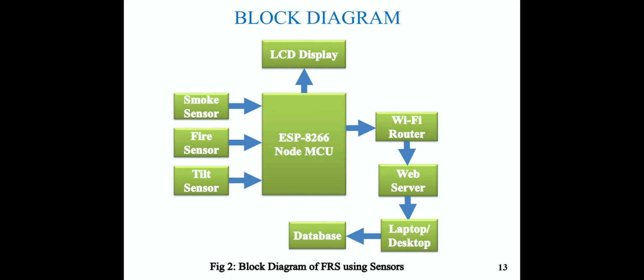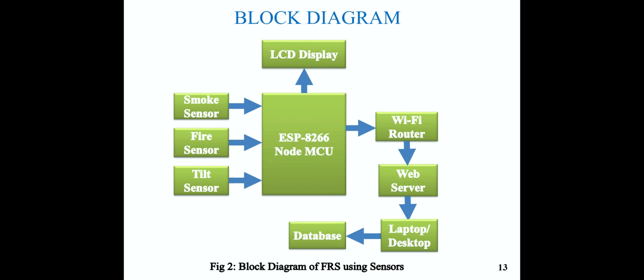This is our block diagram for work done in phase 1. It consists of three sensors, that is tilt sensor, fire sensor and smoke sensor. Tilt sensor is used to detect the tilting of the tree. Fire sensor is used to detect if there is any fire in the forest. Smoke sensor is used to detect the smoke caused by the forest fire. Smoke sensor helps us to be more assured about forest fire.